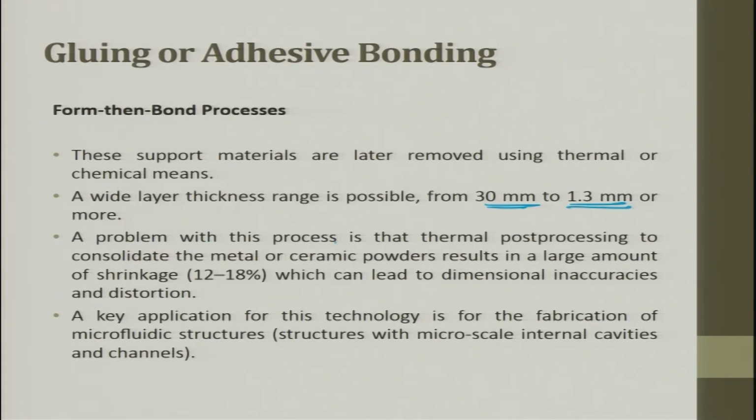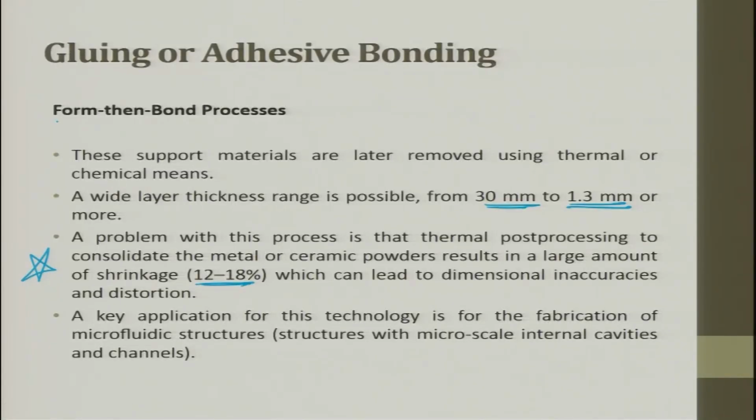A problem with this process is that thermal post processing to consolidate the metal or ceramic powder results in a large amount of shrinkage, 12 to 18%, which can lead to dimensional inaccuracies and distortion. We have to be careful. This is a very important point. The moment it shrinks, it need not shrink uniformly, it will warp and shrink. So, there is distortion, and delamination happening. Be very careful. Form then glue, this is very important, that there is a shrinkage coming.